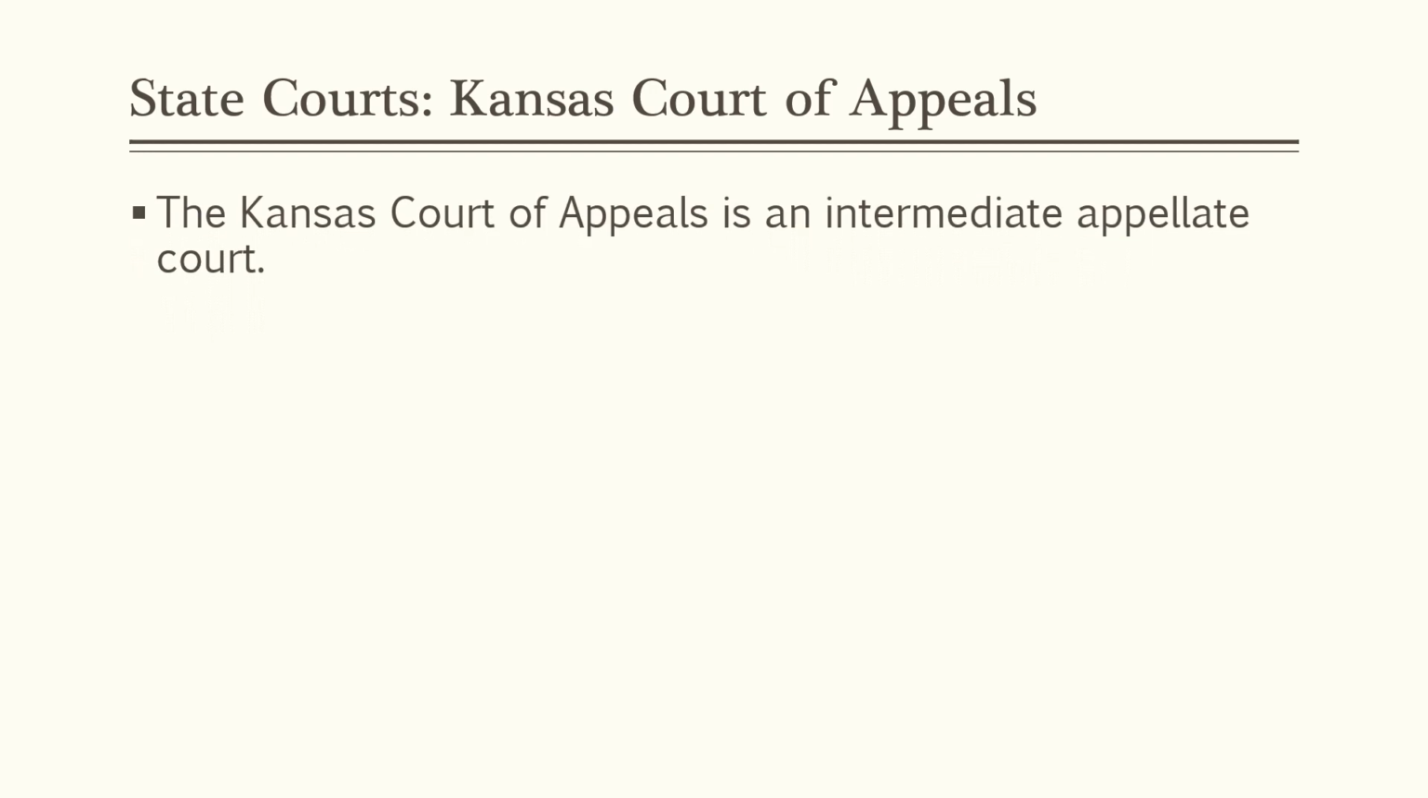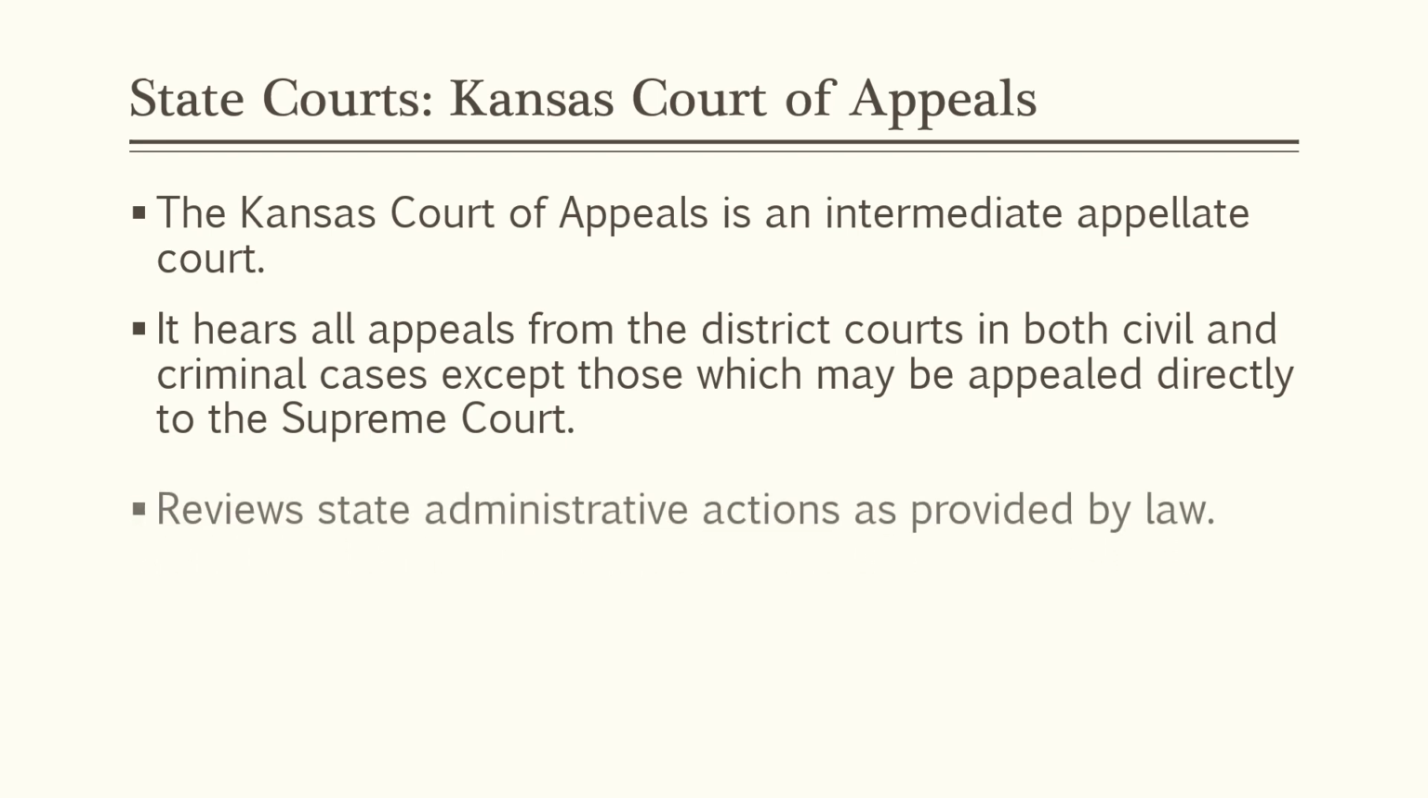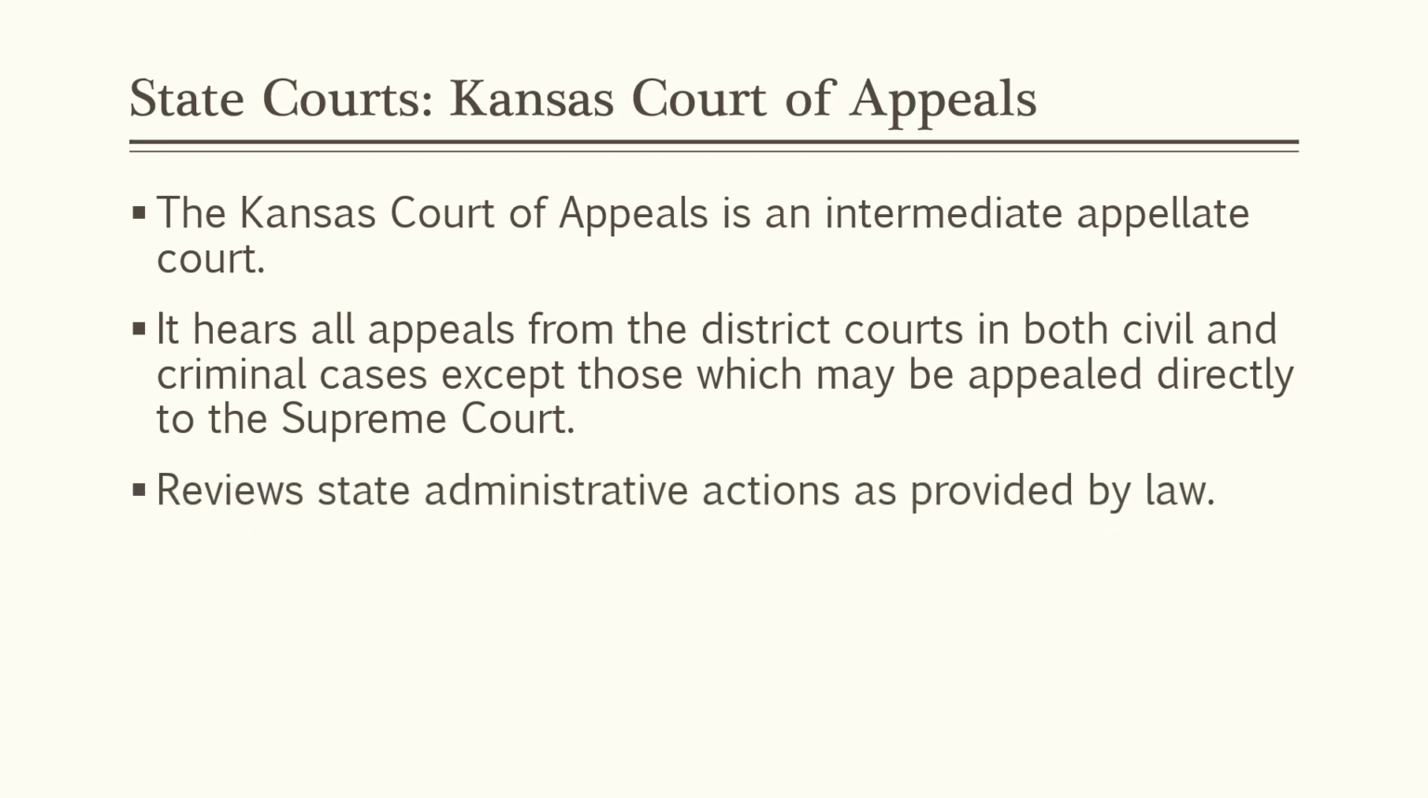Now let's talk about the Kansas Court of Appeals. The Kansas Court of Appeals is an intermediate appellate court. It hears all appeals from the district courts in both civil and criminal cases, except those which may be appealed directly to the Supreme Court. And that's a very small number of cases. The Kansas Court of Appeals also reviews state administrative actions as provided by law.